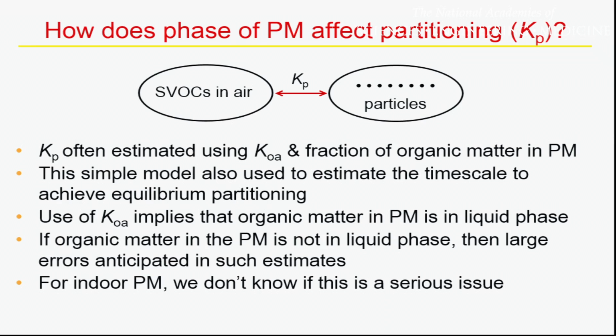How does the phase of the PM affect partitioning? Today, when we estimate partitioning between SVOCs and airborne particles, we often use the octanol-air partition coefficient. We're assuming that the phase is liquid. But what if the phase isn't liquid? And what if we're talking about a semi-solid or a glass? Well, then we're in gross error by estimating partitioning using this kind of approach. We're in gross error when we estimate timescales for certain partitioning processes to occur. For indoor PM, we simply don't know at this point how much of an issue or non-issue this is.